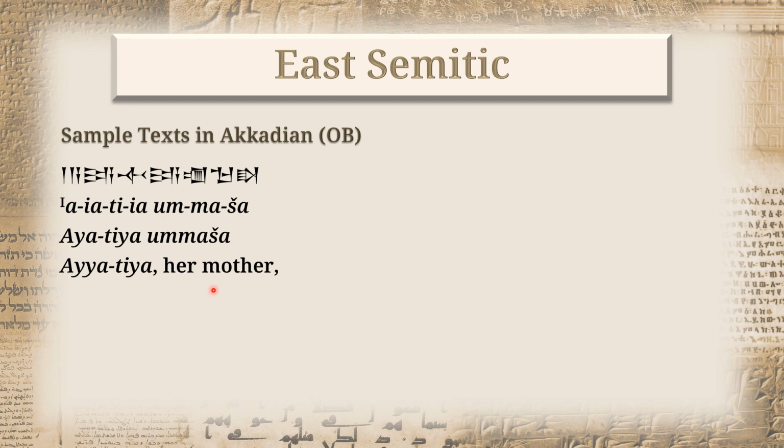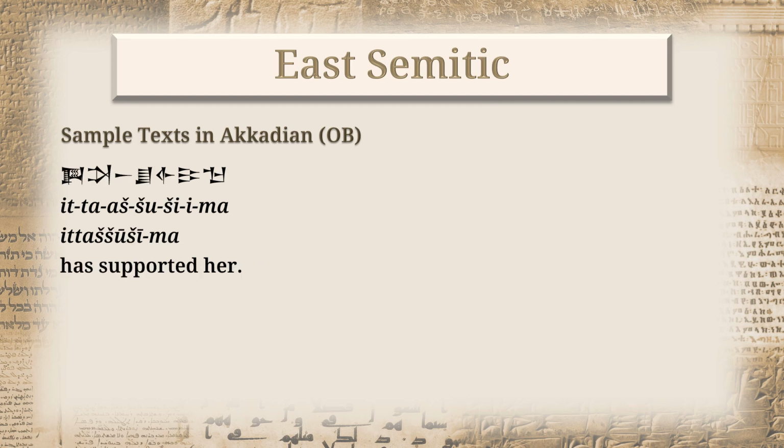Ayatia, ummasha, which means her mother. And also here you see the so-called Personenkeil in front of the proper name, Ayatia. Made a small mistake on the transliteration here, but this is a deity, a goddess. Aya, it was probably with a geminated middle glide, so Aya, it's probably correct. And now the verb, so what did she do? Itashushima, she has supported her, which means she was probably old and her daughter took care of her.